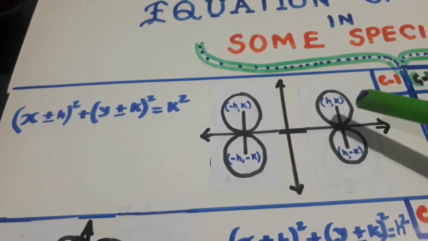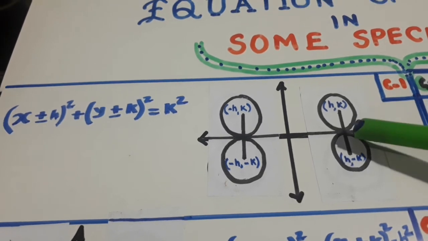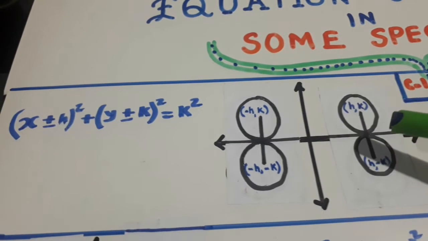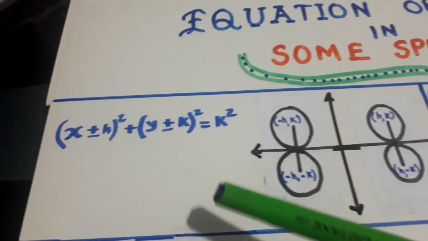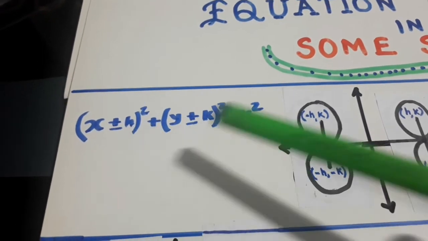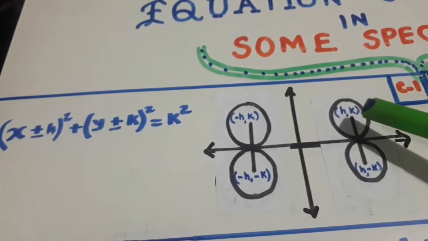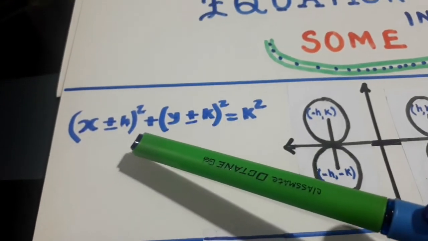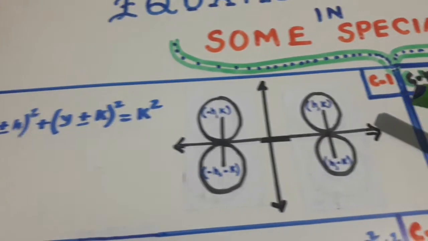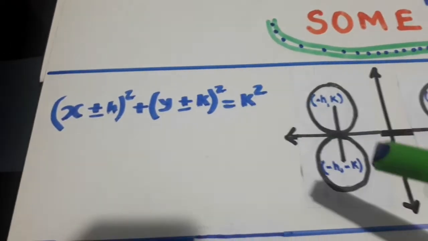What you find here, there are 4 circles. They are touching the x-axis. So it means there are going to be 4 equations. Look here, in this case, the center is (h, k). So (x minus h) squared plus (y minus k) squared is equal to, radius is k, so equal to k squared.